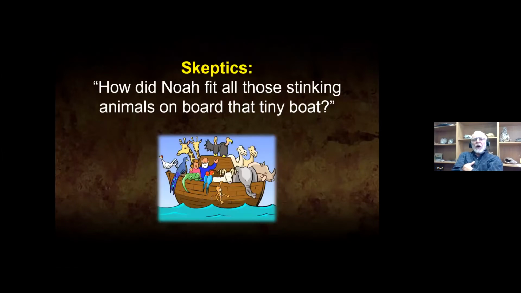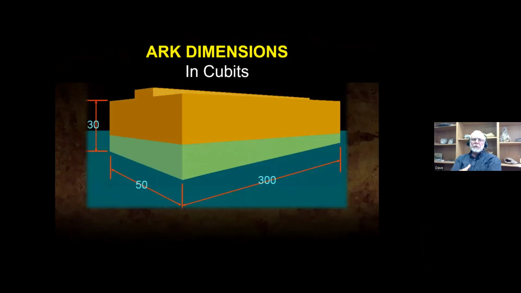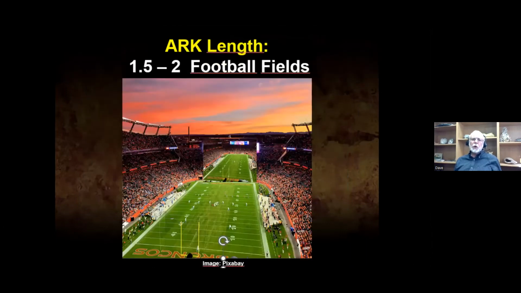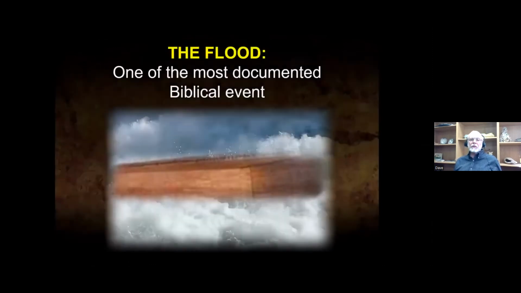But anyhow, how did Noah get all those animals on board? Well, that wasn't a tiny boat. The biblical dimensions are 300 cubits long. That means it's a great big boat, about 1.5 to 2 football fields in length. All of a sudden you realize, hold on, this is not something small whatsoever. So all the animals could easily have fit on board that boat. And there are calculations which actually show the size of that ark compared to the number of animals that had to go on board. The flood is one of the most documented biblical events.